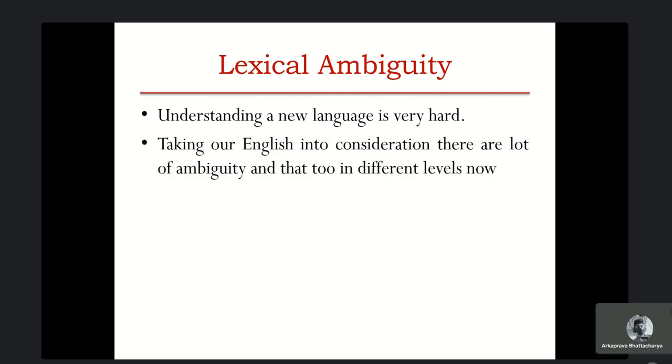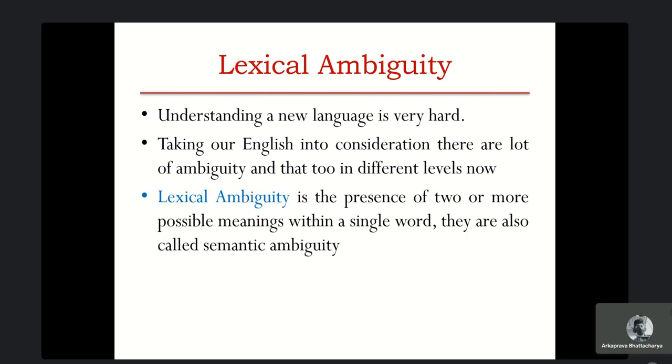Let us consider English; I'm going to consider all the examples with respect to the English language. There are a lot of ambiguities which can be seen. Let's see the first one, the lexical ambiguity. Lexical means a word, or you can say the word level. So lexical ambiguity exists in the presence of two or more possible meanings within a single word.